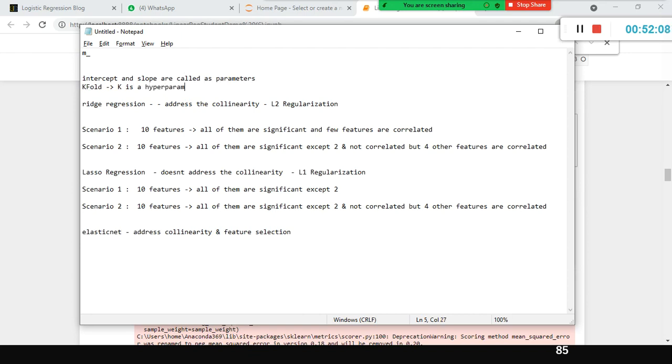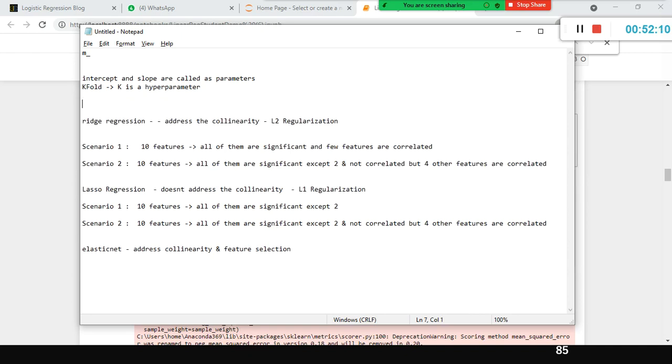So in k-fold, the k is a hyperparameter. Here we have to specify the value for the k. But do we have to specify any value for these two in the case of a linear regression model? In the predict function, did you specify any value? Simply you apply the trained model on the unseen data, that's all. Did we specify any value for the linear regression model?